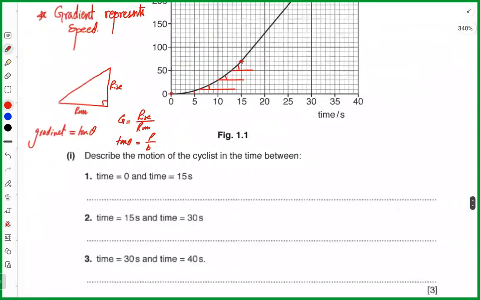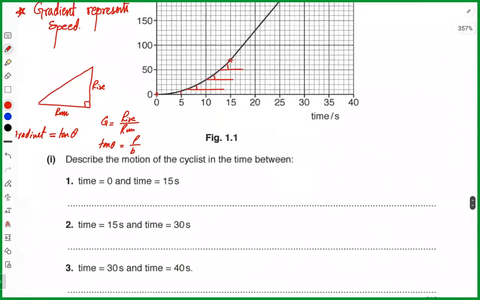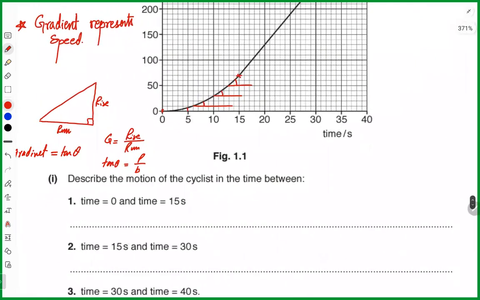So describe the motion of the cyclist in the time 0 to 15 seconds. I would say the cyclist is accelerating. Speed is increasing.